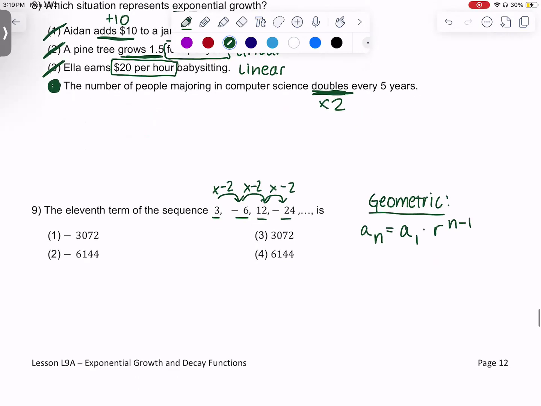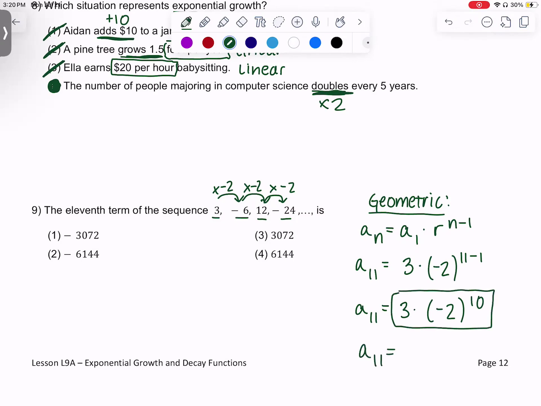If we want the 11th term, that's A11, where n is 11. A1 is 3 here, that's the first term. The R value here is the common ratio. It's being multiplied by -2. And it's raised to the power of 11 minus 1 to represent how many times we are going to multiply by -2. We should be multiplying by -2 10 times. That's our exponent. Type this into Desmos. A11 is 3072. Positive.